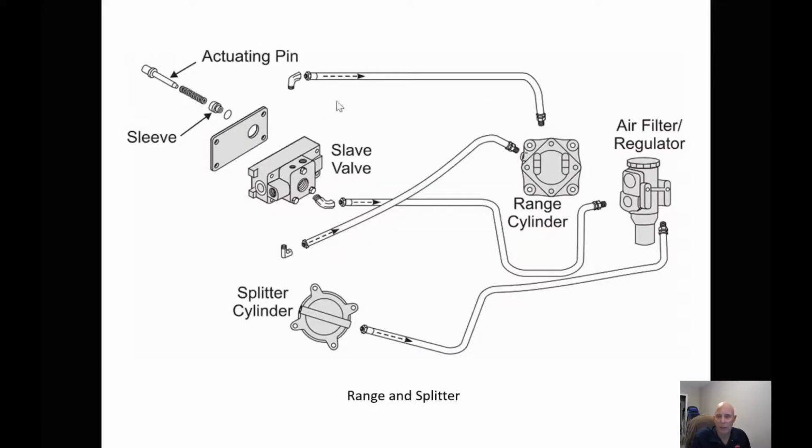When we take a look again, it's really simple how it's set up. One of the things when we take a look at the actuating pin, I talked about how easy it is to break this actuating pin off. So this is why I always remove the slave valve before you remove the top cover of the transmission, so that you're not going to break this actuating pin.